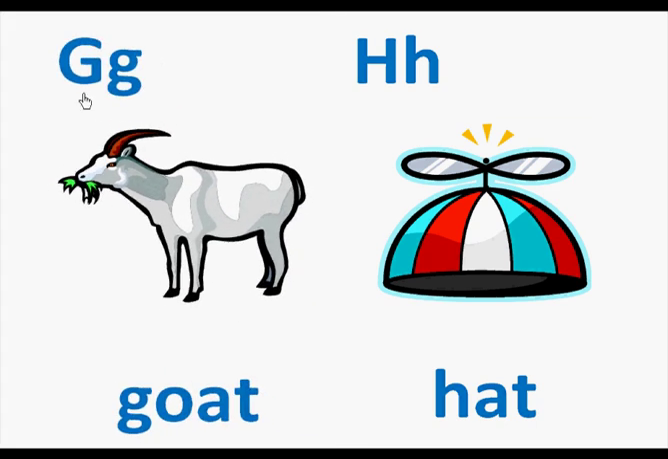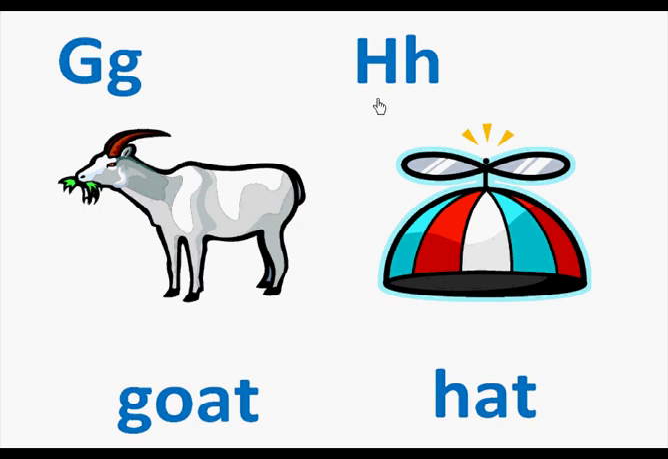Here is a capital G, a small g, a picture of a goat. Here's the word goat. The letter G makes the sound G. So we'll read this page. G, goat, G.